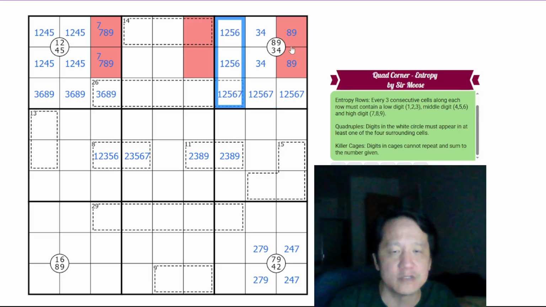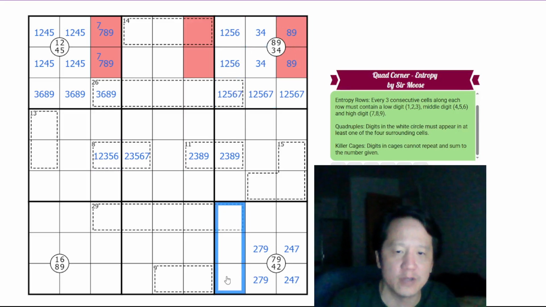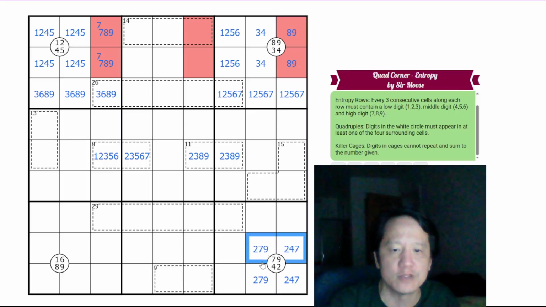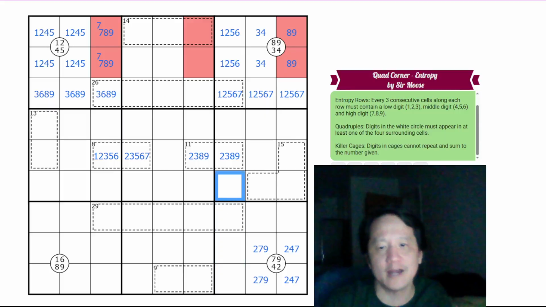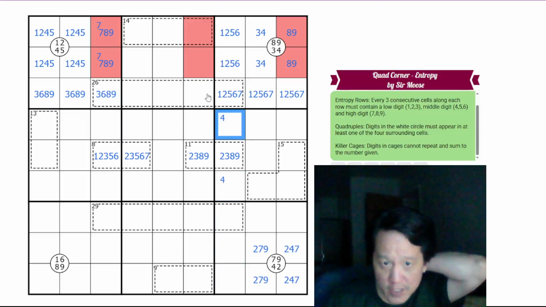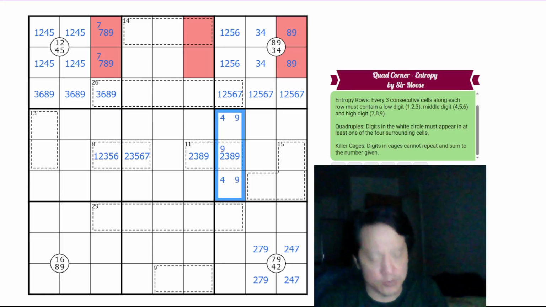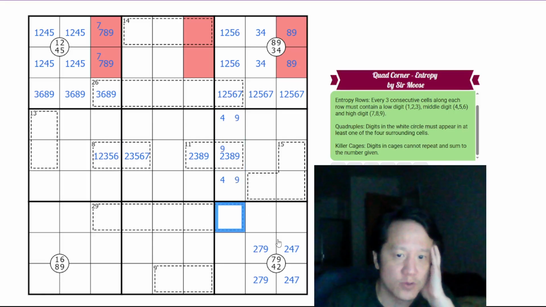Can't be here because of the 3, 4 pair in the box. Can't be here because the 4 surrounding the 2, 4, 7, 9 quad in the box. So 4 has to be one of these 2 cells, and 9 has to be one of these 3 cells here for a similar reason.